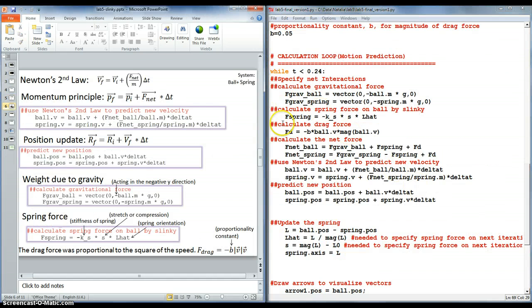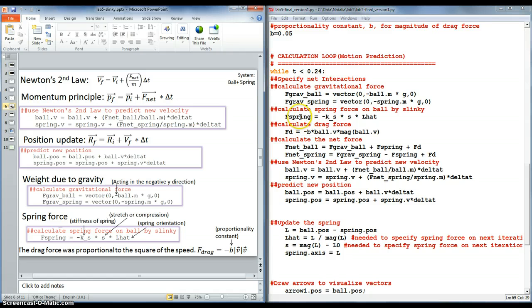Newton's second law is used repeatedly in this loop to predict the velocity and the position of the objects as time advances. I modeled the drag force as being in the direction opposite to the object's motion, and with a magnitude proportional to the square of the object's speed. B is the proportionality constant in Newton seconds per meter.